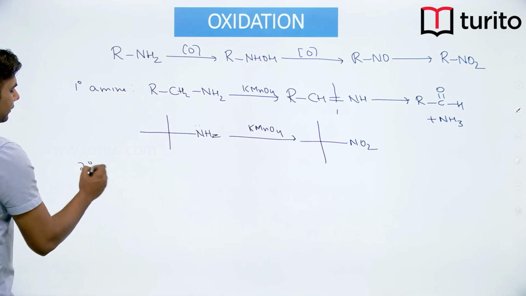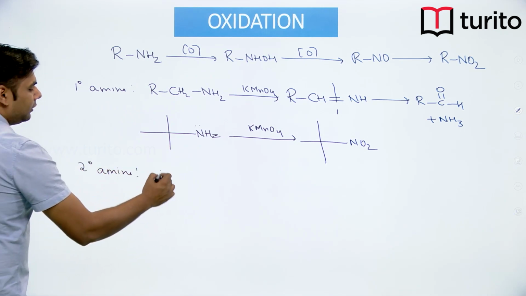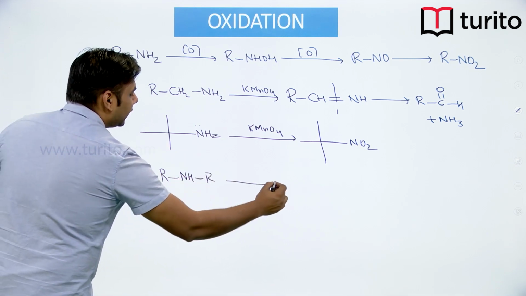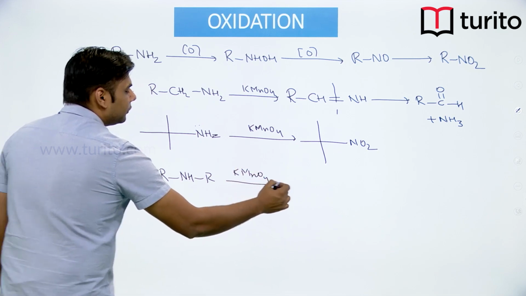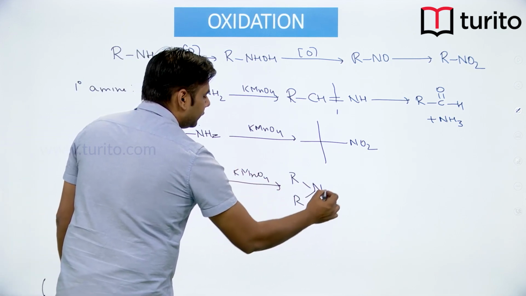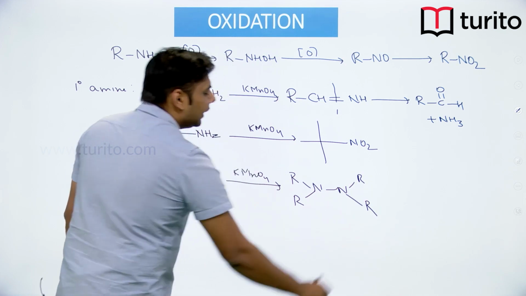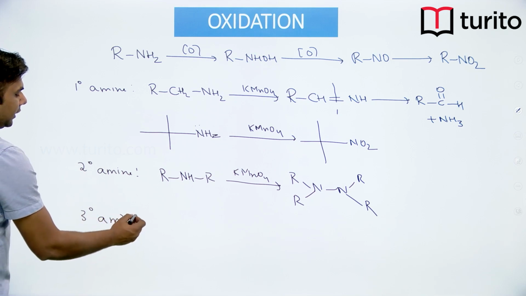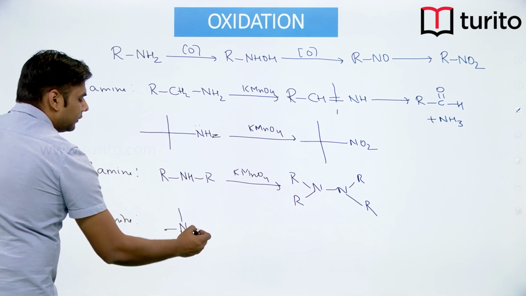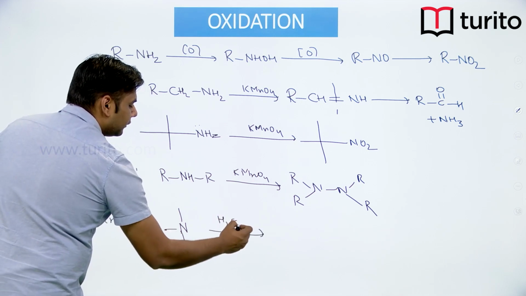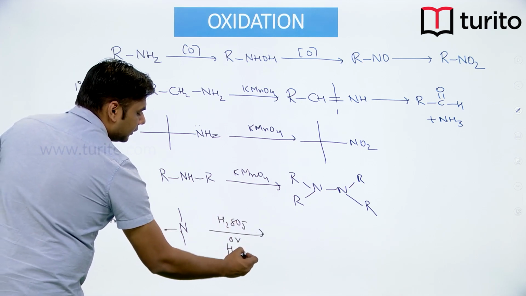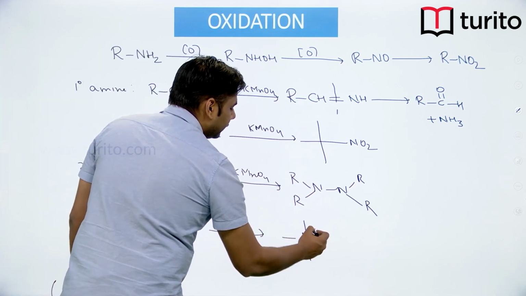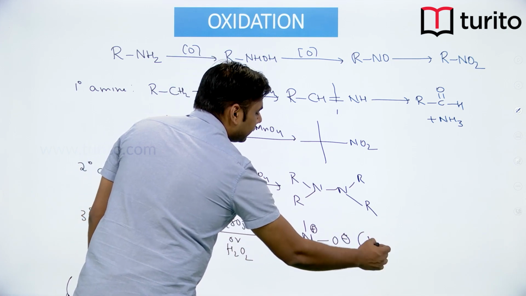For 2-degree amine, okay, if you take a 2-degree amine, it is something like this. Now when you react this with KMnO4, it forms this, okay. So we get a tetraalkyl substituted nitrogen. With 3-degree amine, when you react with H2SO5 or H2O2, it gets converted into an N oxide. So we get an N oxide over here, okay.